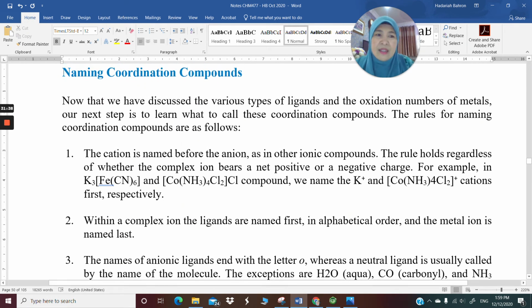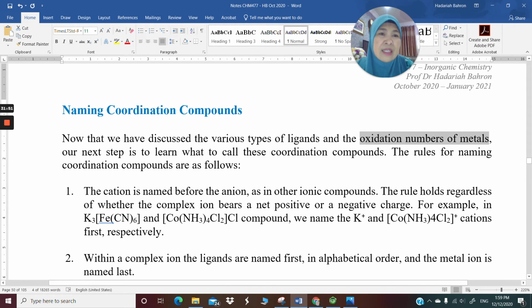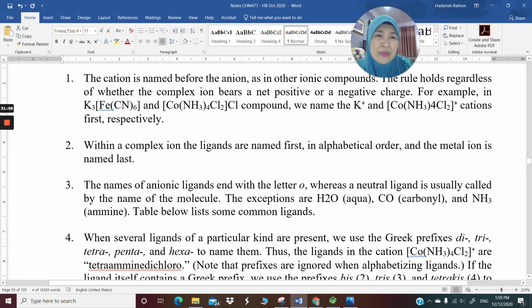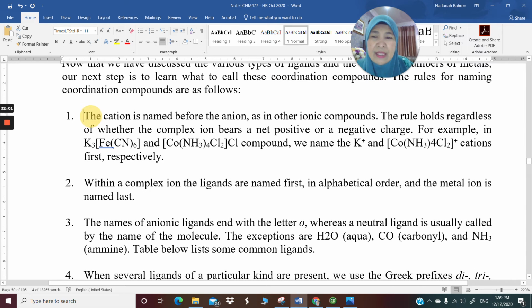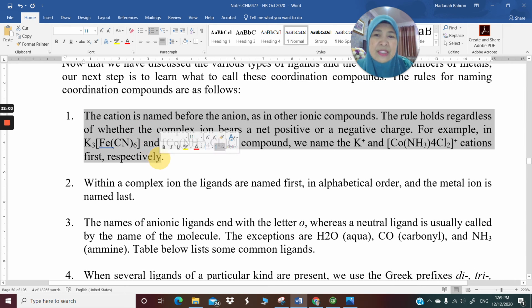You would already know various types of ligands, and you already know how to calculate the oxidation number of the metal. Those are two very important things that you should sort out before you can start naming coordination compounds. So when you are ready, you can then start the process of naming the coordination compounds.